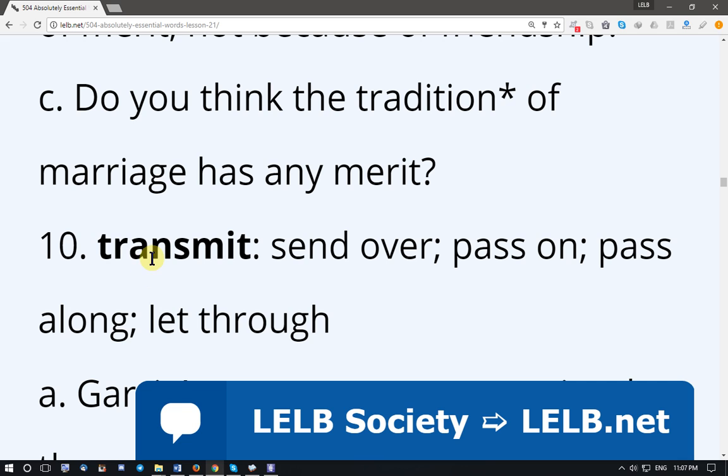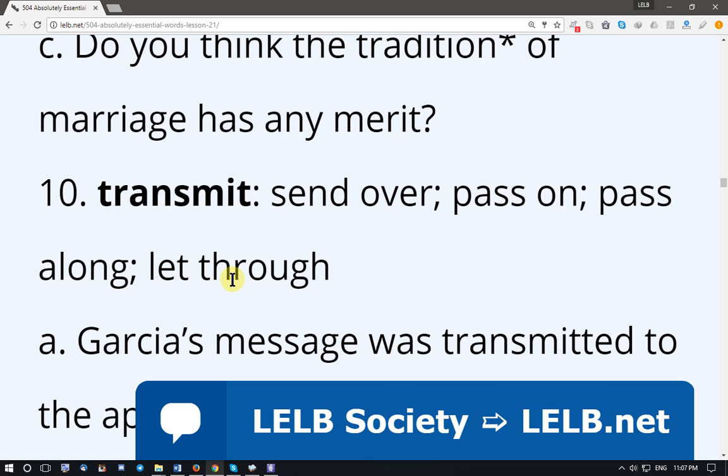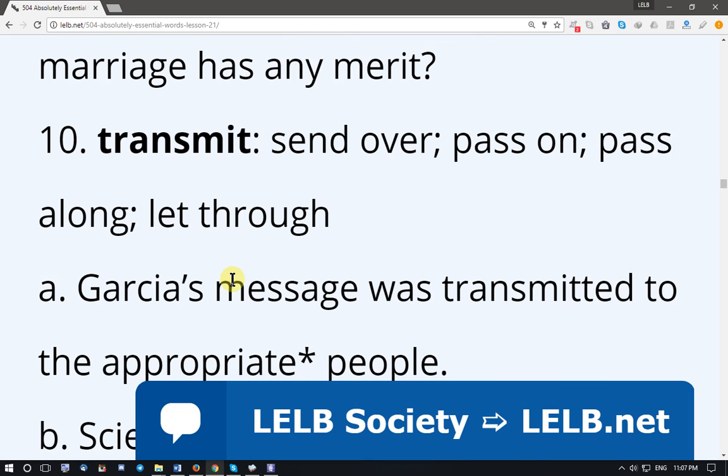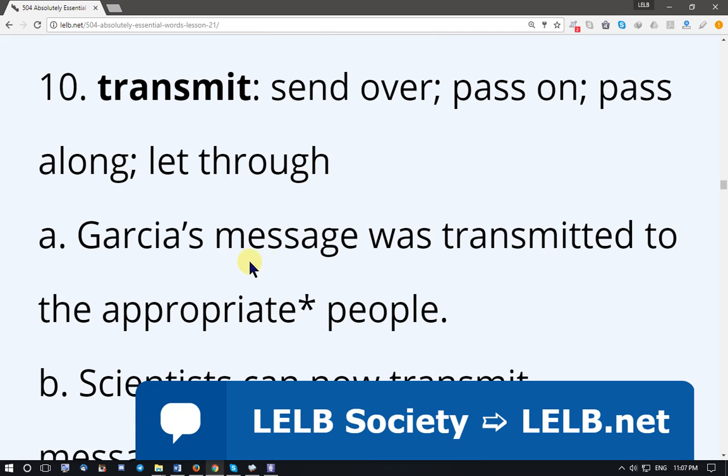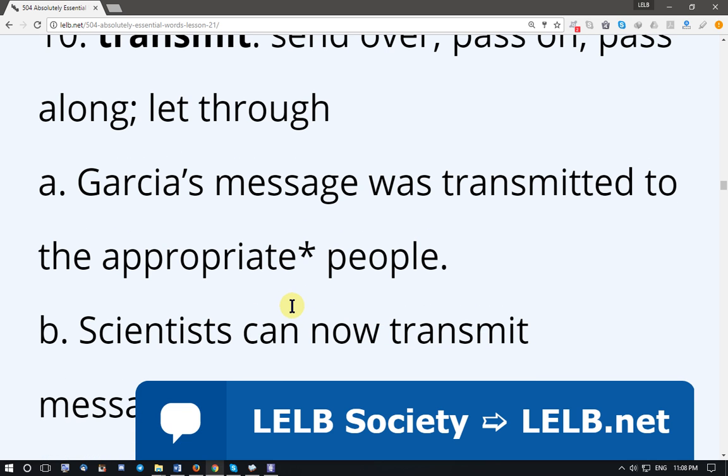Transmit. British pronunciation: transmit with Z, and American pronunciation: transmit with S. Send over, pass on, pass along, let through, convey. Garcia's message was transmitted to the appropriate people. Sent out. It was sent out to correct people, to intended people, and proper people.